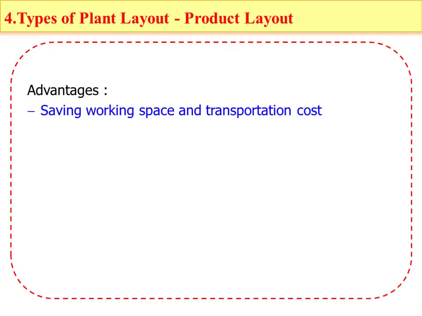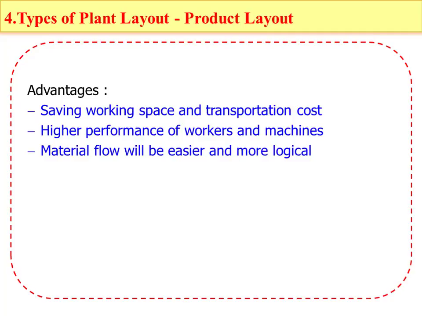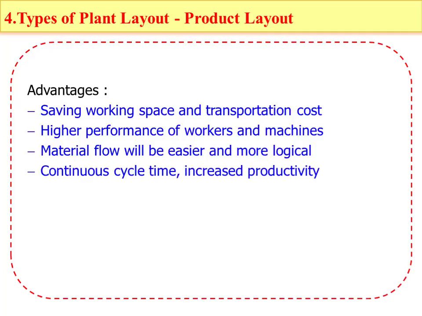This is the U shape production line in reality. Now we talk about the advantages and limitations. The advantages are that the layout helps save working space and transportation cost, and gives higher performance of workers and machines. It also helps the material flow to be easy and more logical, and the continuous cycle time increases productivity, and finally minimizes the idle time of workers.